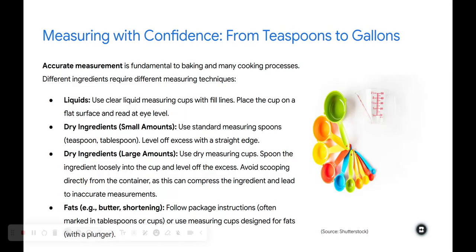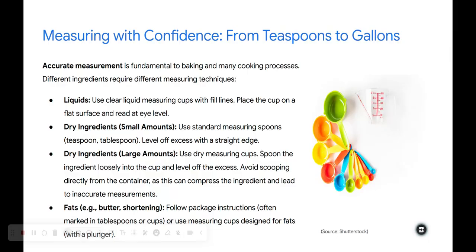All right, so let's talk about accurate measurement. Accurate measurement is fundamental to baking and many cooking processes. Different ingredients require different measuring techniques. We have talked a little bit about this already. We should never ever see you putting dry ingredients into a liquid measuring cup. Our liquid measuring cups are glass. It's important that you have that liquid measuring cup on a flat surface. Do not lift it and pour. You want it on a flat surface at eye level.